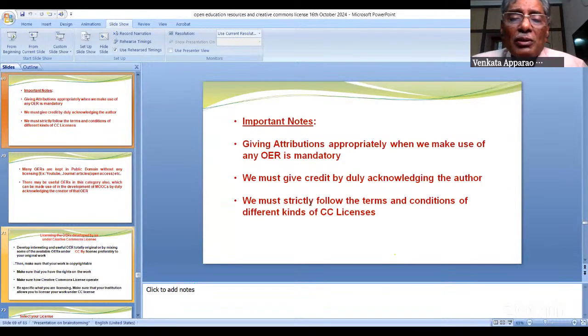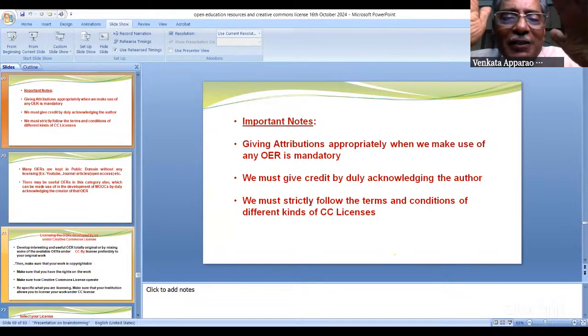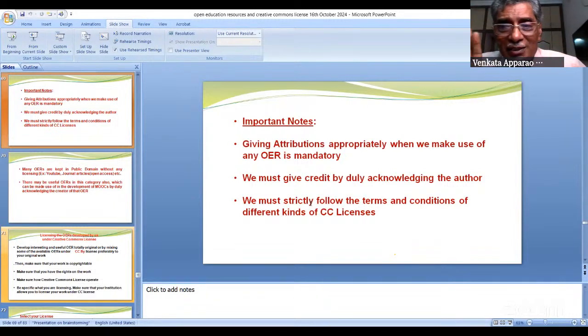Important notes. Giving attributions appropriately when we make use of any OER is mandatory. We must acknowledge. That is mandatory. We must give credit by duly acknowledging the author. We must strictly follow the terms and conditions of the different kinds of CC licenses. Six different licenses are there. We must follow the terms and conditions of the six licenses which I have explained.